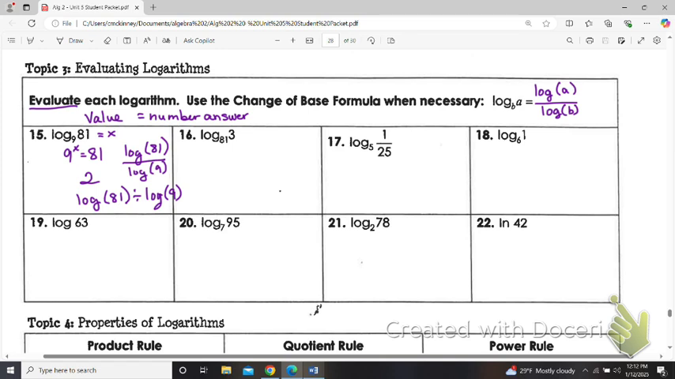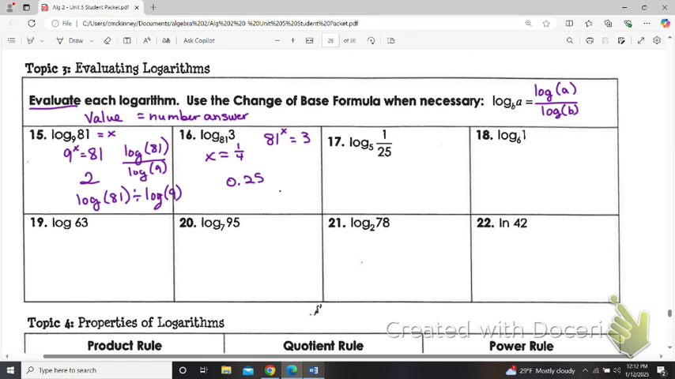So log base 81 of 3. So this is not the same as base 3 of 81. So if you set up an equation, you will likely come up with 1/4. And if you use change of base, 0.25. Because we're saying 81 to some power is 3. So the power would have to be something less than 1. Again, you can simply do log of 3 divided by log of 81.